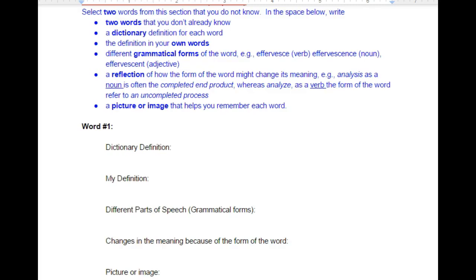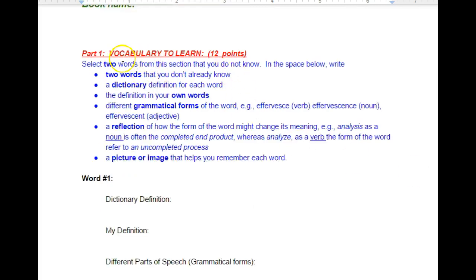So in the first part, you're going to pick 2 vocabulary words. That would be 6 points apiece. You're going to give me the dictionary definition, your own words, different forms of the words, so like happy, happily, happiness. They're different grammar forms. And then if there's a way that the grammar form changes the meaning, add that here under reflection.